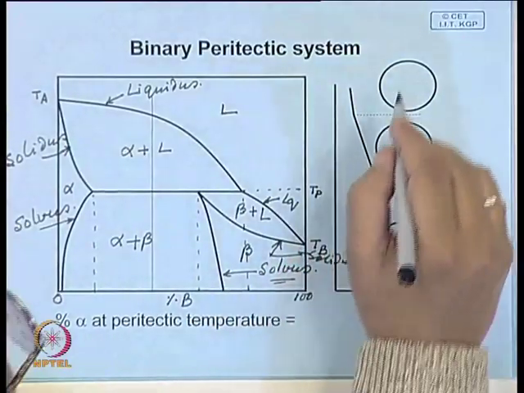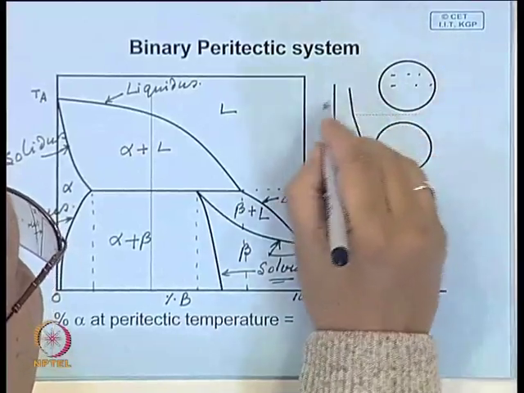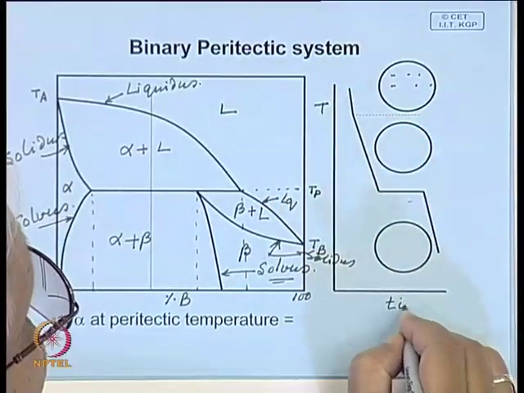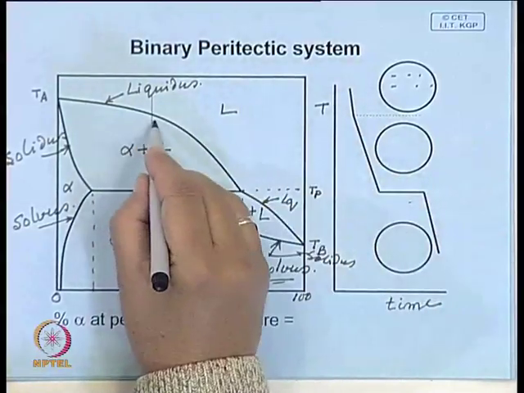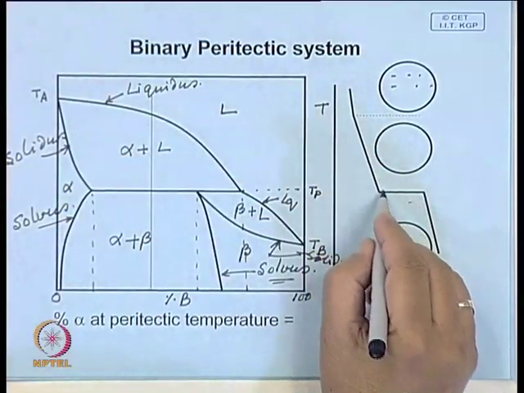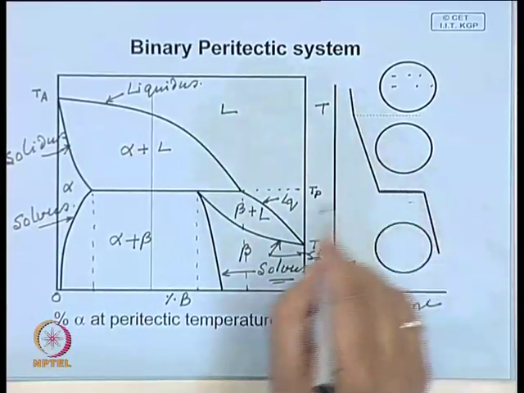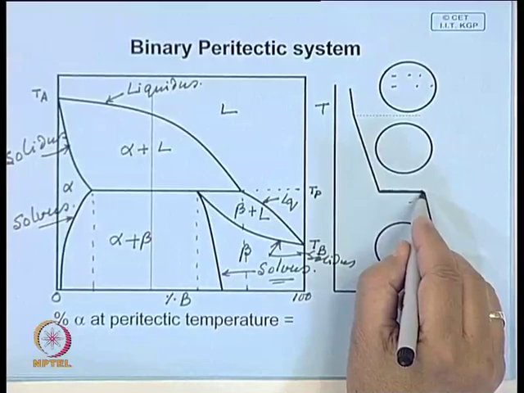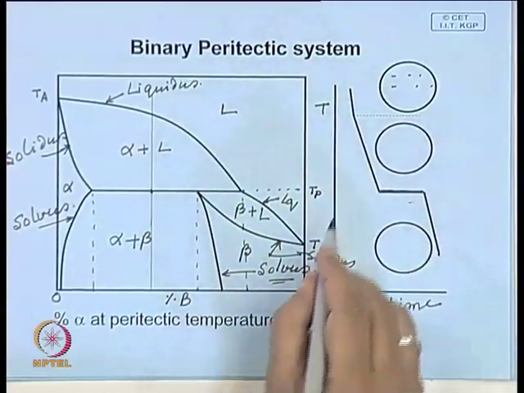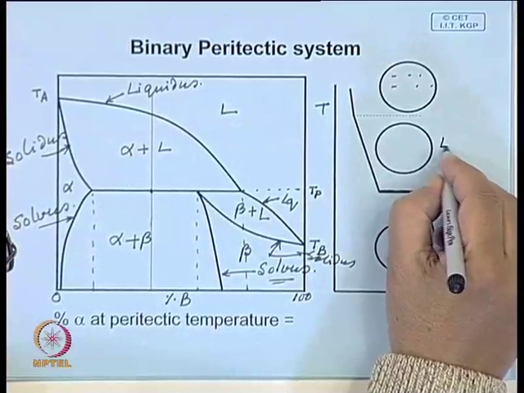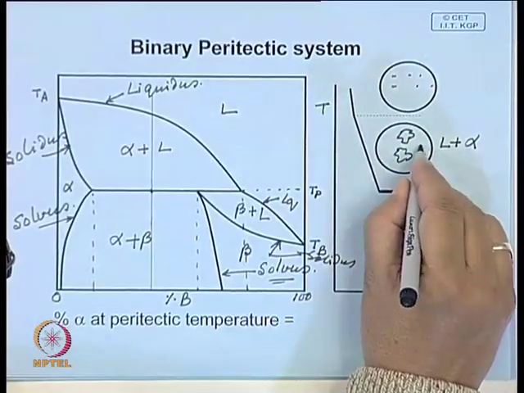Now, it will be interesting to follow the solidification process. Here it is totally liquid. This is temperature, this is time, and the cooling curve will look like this. It cools at a particular rate, once alpha starts precipitating out the cooling rate decreases, goes like this, and at the peritectic temperature you get an isotherm. Temperature remains constant until the solidification process is complete, and then from here onwards it starts decreasing again. So, in between you will have liquid plus alpha. So, you will have some primary alpha.